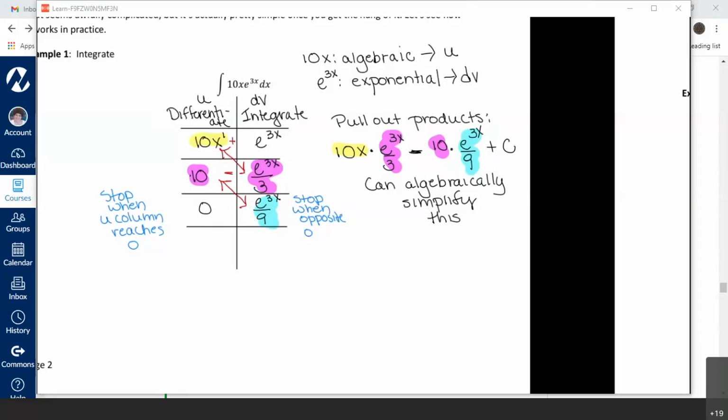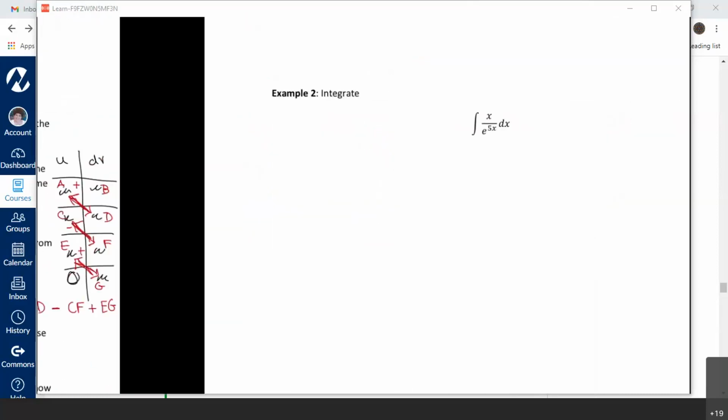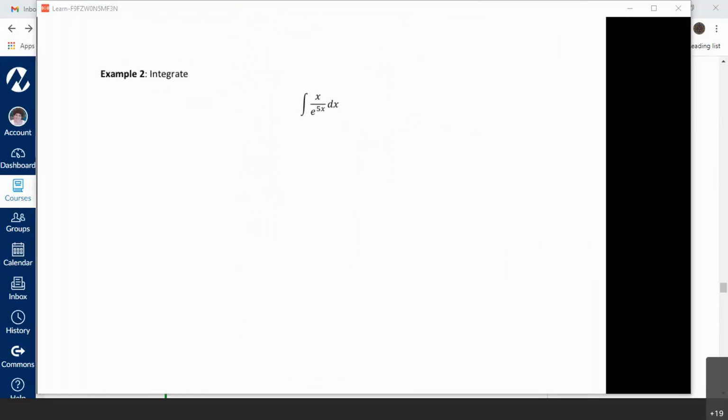Let's take a look at some more of these. Now again, I have something that's in the denominator of a fraction here, so I'm going to start out by rewriting this as a product.